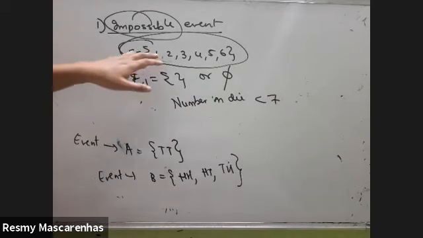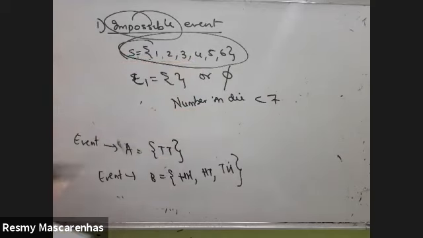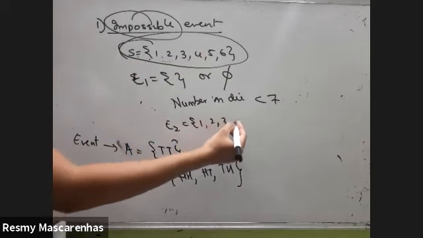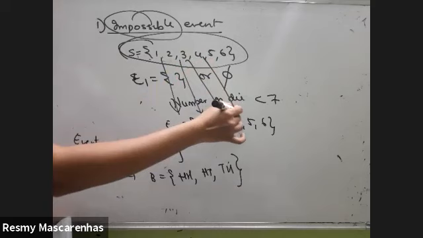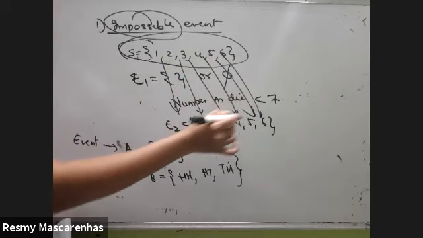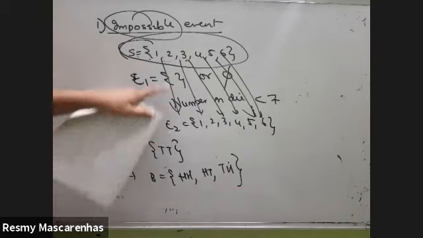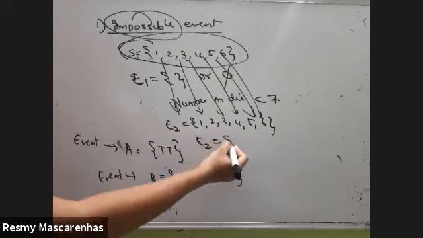They're asking you for those elements from S which are satisfying this condition. If you notice, all the numbers are less than 7. So E2 will be the whole sample space. Yes, every element is there. Not even one element is missed out. So if every element comes into the event set, then it is called a sure event. So E2 is equal to S, the sample space.